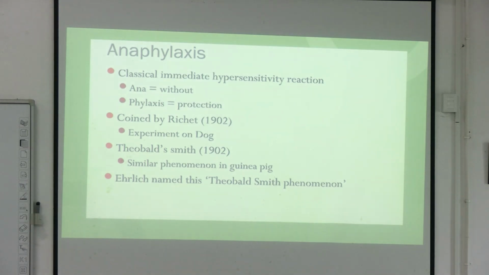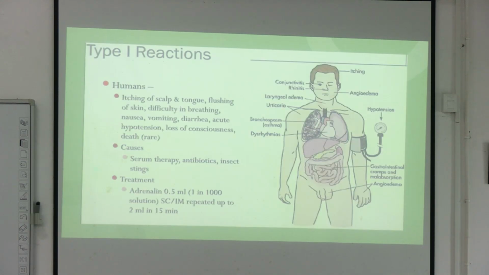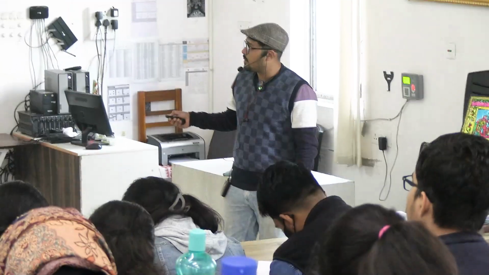So there is a spectrum, 2 extremes. One is short-lived, non-fatal, chronic, that is atopy or allergy. Another is ultra short-lived, extremely fatal, and involves multiple organs, whole systemic involvement, that is called anaphylaxis. So type 1 reaction involves itching of scalp and tongue, flushing of skin, difficulty in breathing in case of asthma, hypotension, loss of consciousness, death, rare. And treatment is adrenaline.